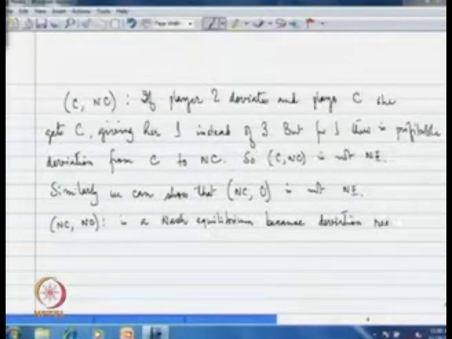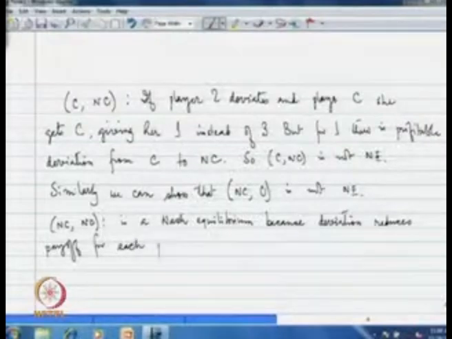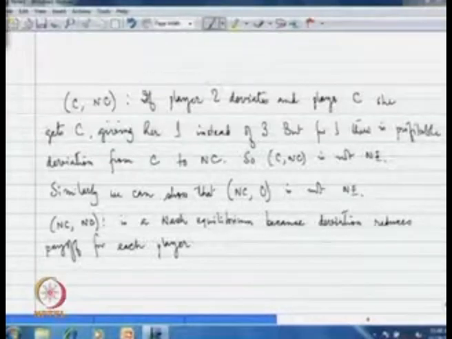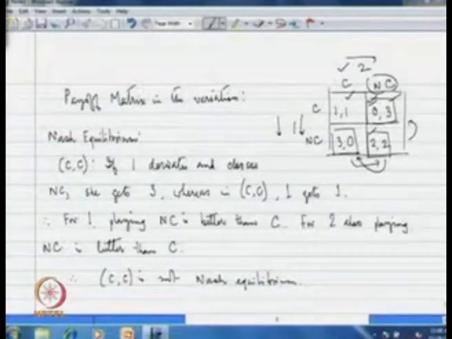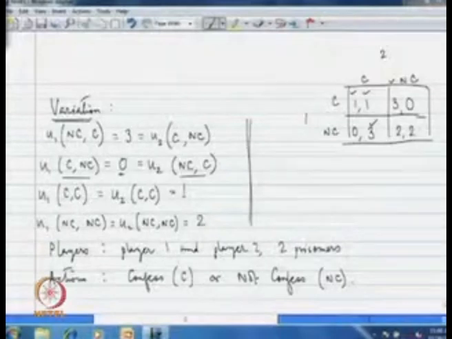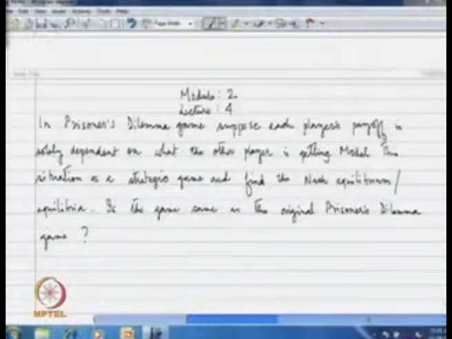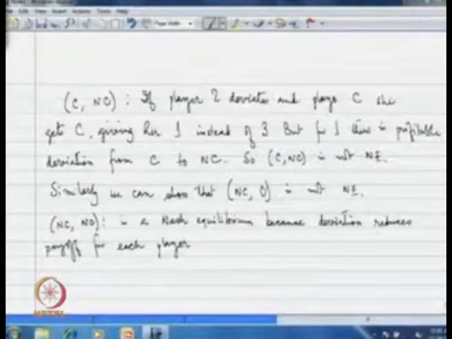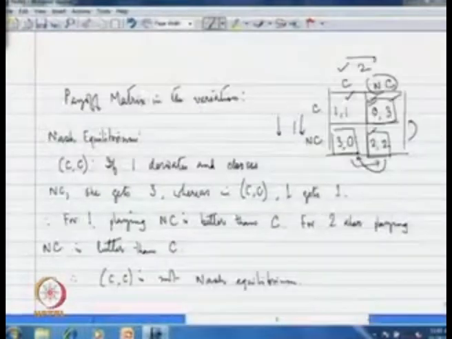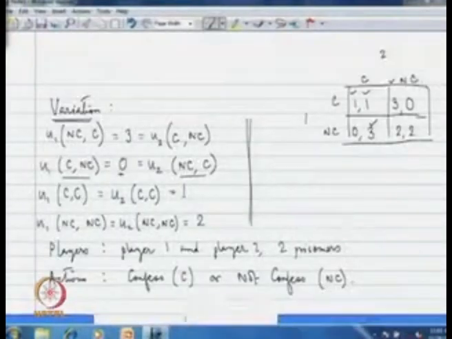Deviation in fact reduces payoff for each player. So, that is the answer of the question. The last part of the question was, is the game same as the original prisoner's dilemma game? No, this is a very easy question to answer. It is not same as the original prisoner's dilemma game.